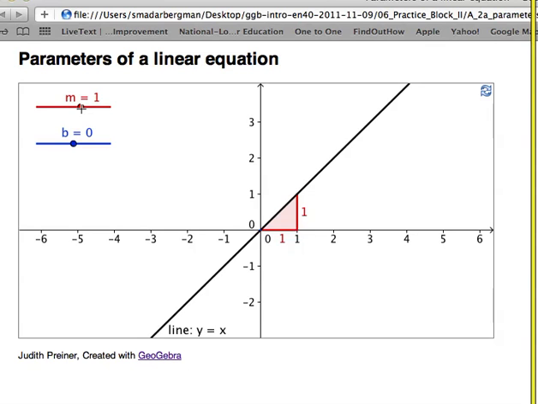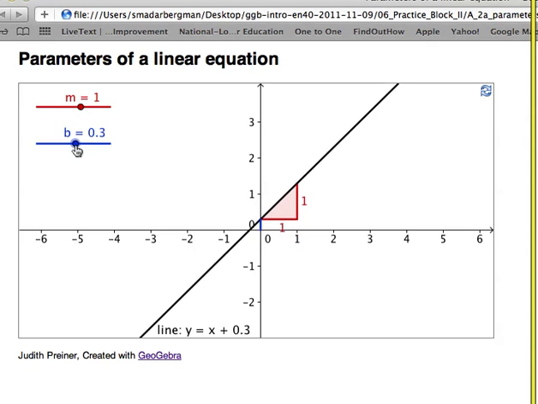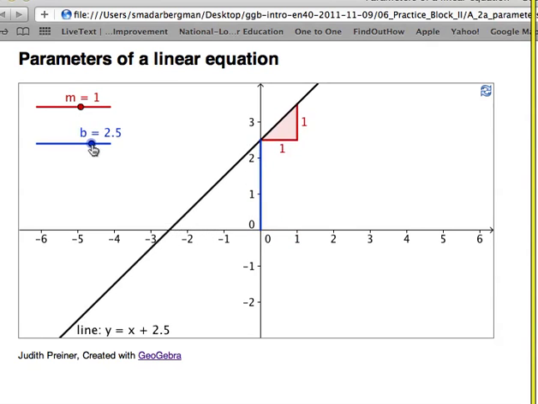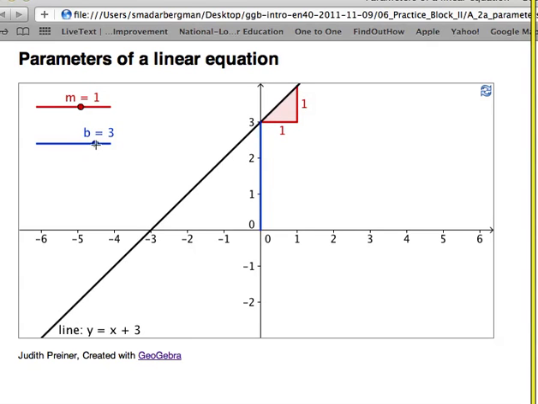Now let's try a different pattern. Let's increase b and see what happens. What do you suppose is going to happen to the line? Let's increase b to 1, 2, and up to 3. What changed?